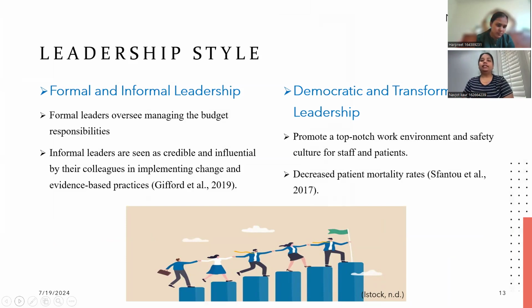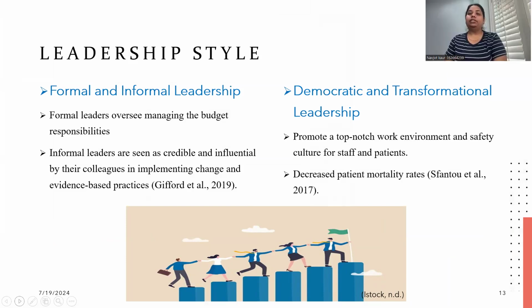So the next slide is about leadership style. First of all, formal and informal leadership. Formal leaders oversee managing budget responsibilities, while informal leaders are seen as credible and influential by their colleagues in implementing change and evidence-based practices. The next one is democratic and transformational leadership. They promote a top-notch work environment and safety culture for staff and patients, and decrease patient mortality rates. Next slide.